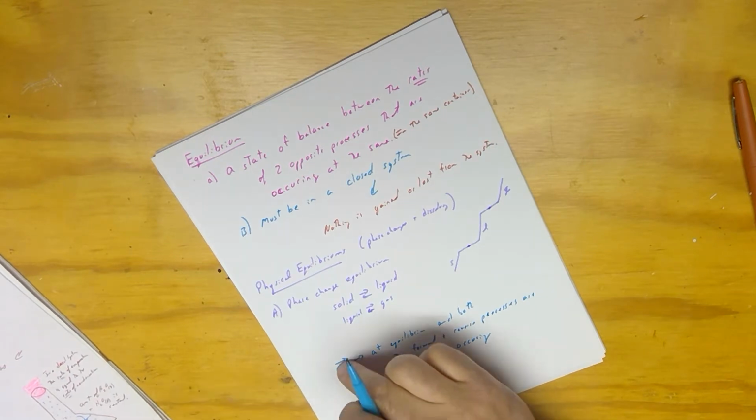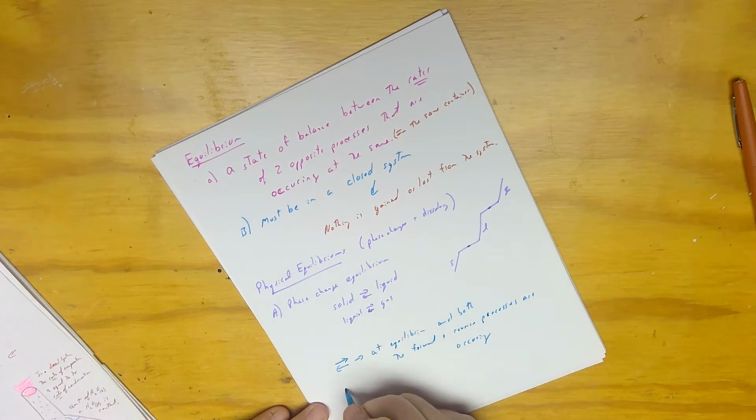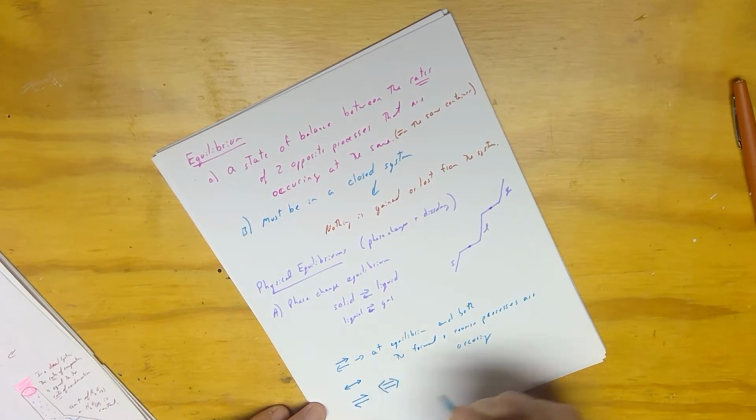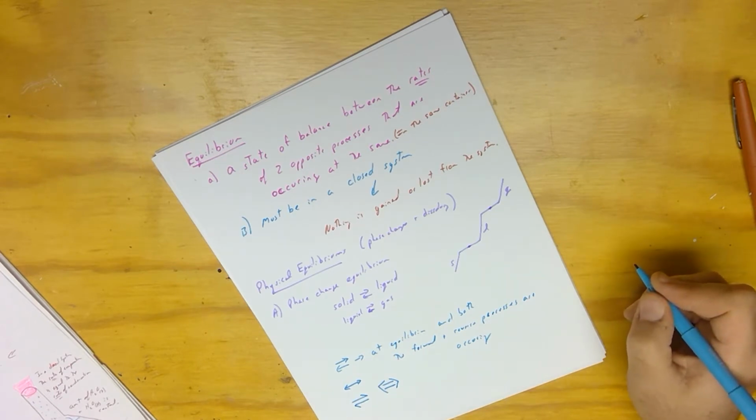Now you'll see the double arrow drawn lots of ways. This is one way. You could see it this way. Fancy ways, you might see it like this. You might see it like this. I think that's all. I think.